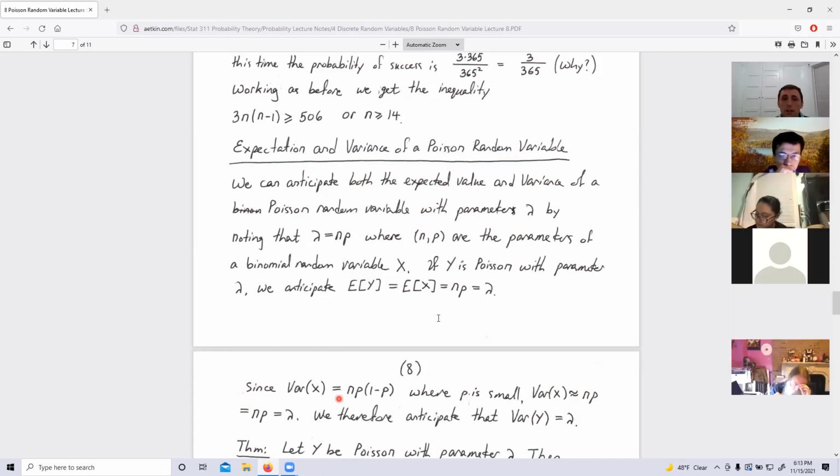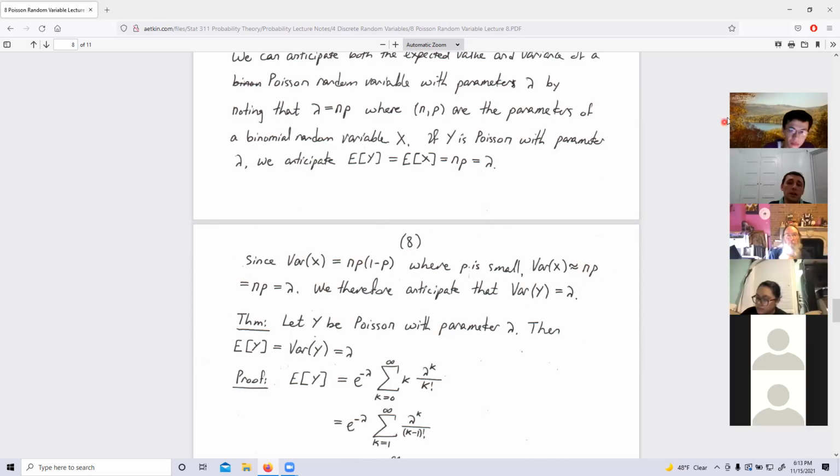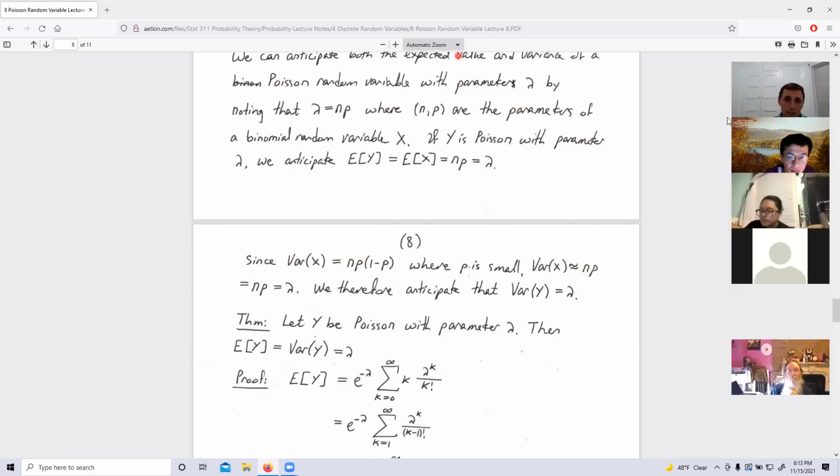Now, what about variance? The variance of the binomial is n times p times 1 minus p. Make sure that you know how to derive it. Now, if p is very small, then 1 minus p is very close to 1. You agree? So the variance is also the same as the expected value, because it's just np. So we expect the Poisson to have both variance and expected value equal to lambda. Let's verify that this is indeed the case.